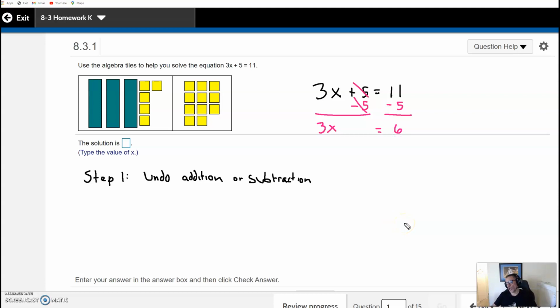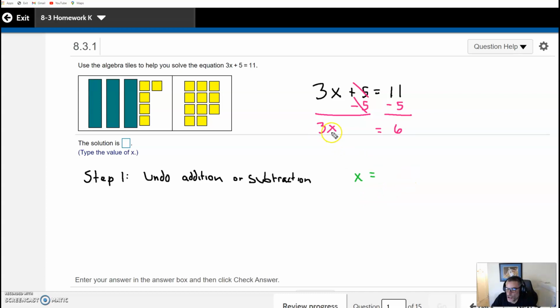But notice we undid the addition. But notice I'm not done, right? I'm not done until I get a final answer of x equals something, right? Think of x as a present. What is it, right? I took off the bow, but now I have to take off the wrapping paper.